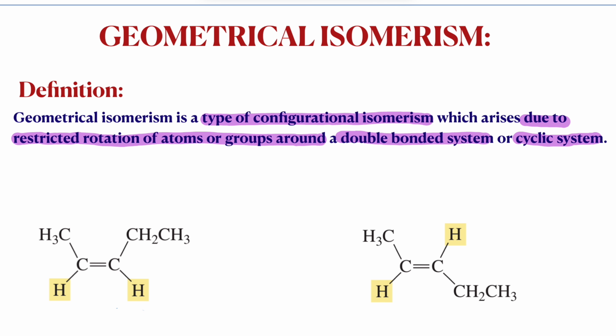So basically, geometrical isomerism is configurational isomerism, non-interconvertible stereoisomers, and this isomerism is due to restricted rotation. That means the molecule has a rigid bond. Due to the presence of a rigid bond, there will be restricted rotation, and due to this restricted rotation, geometrical isomerism is possible, and restricted rotation is particularly in case of double bonded system and ring system.